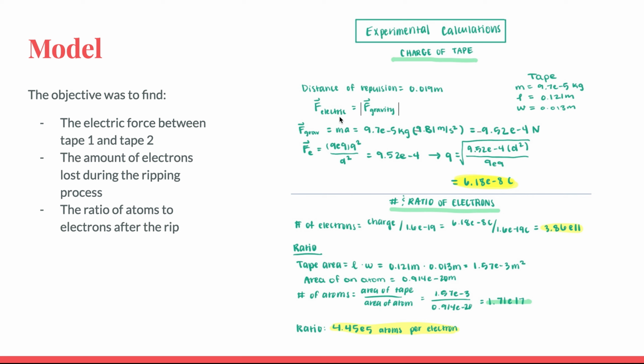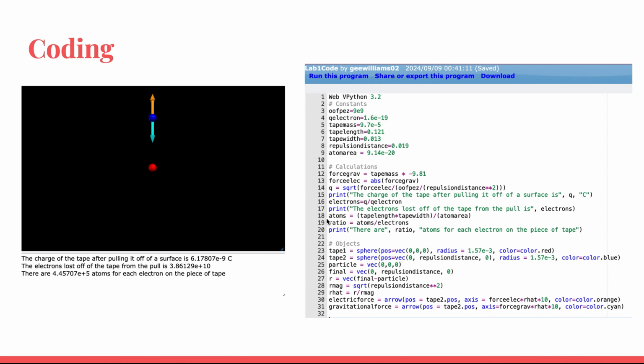I found the electric force by setting it equal to the force of gravity, since everything was at rest. Then I rearranged it so that I isolated Q to get this charge, and then I divided the charge by the charge per electron to get the number of electrons. To find the ratio, I found the area of an atom and the area of the piece of tape using the length and width, and then divided the area of the tape over the area of an atom, and that's how I got this final answer here. I did a similar thing in my code under calculations, you can see here, and then here are my answers.